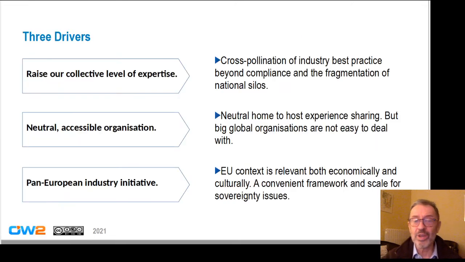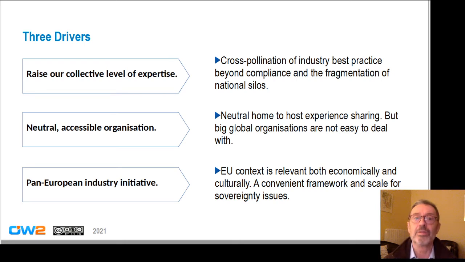So we had three drivers behind the launch of this initiative. The first one was the recognition that large end users all had different ways to implement open source, and that they were not sure of what was the state of the art in this area, and we all needed to raise our collective expertise. So the second driver was that to do that, we needed a neutral ground, and that OW2 as a European open source organization could be the right place to do that.